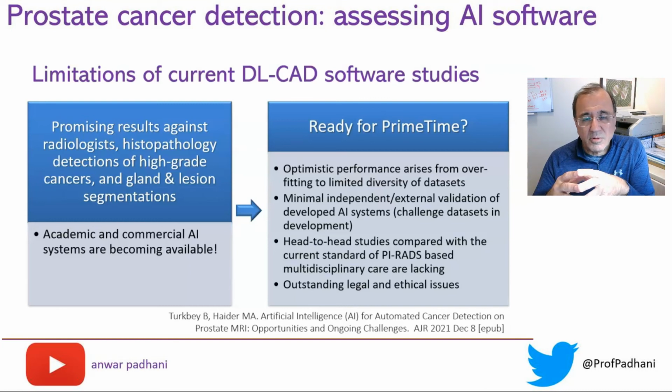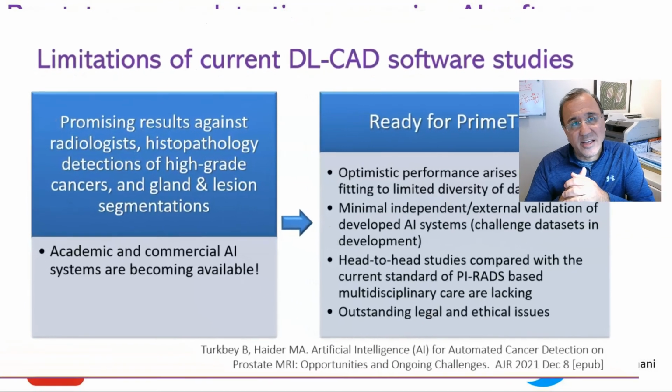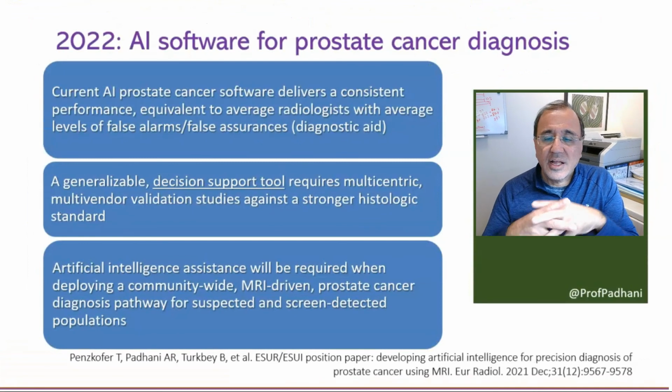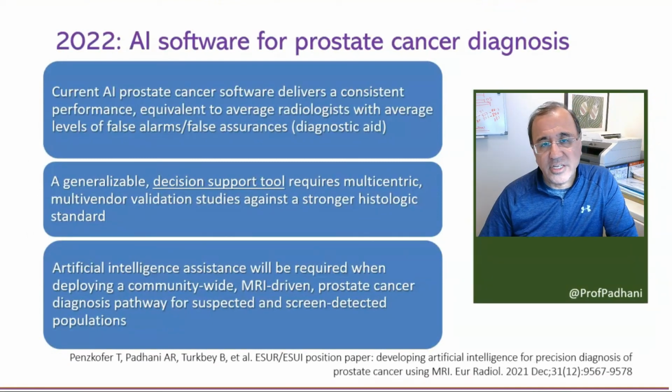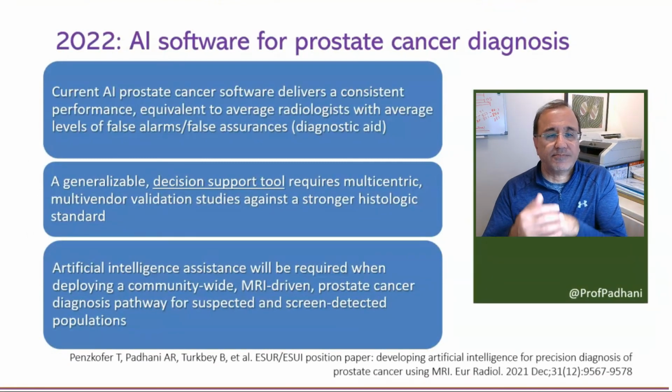There's very minimal independent or external validation of the developed AI systems, and challenge datasets are now being developed to test the generalizability of these AI systems on a variety of cases. We certainly haven't had much head-to-head comparison against the current standard of multidisciplinary care. And of course, there are multiple outstanding legal and ethical issues that we still need to work out.